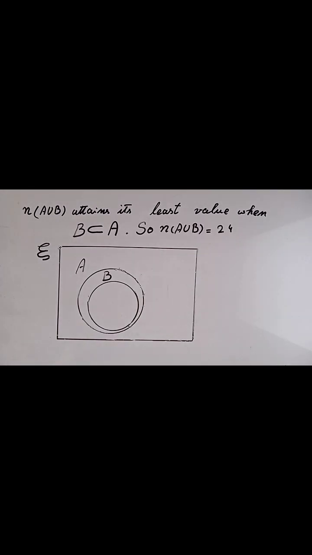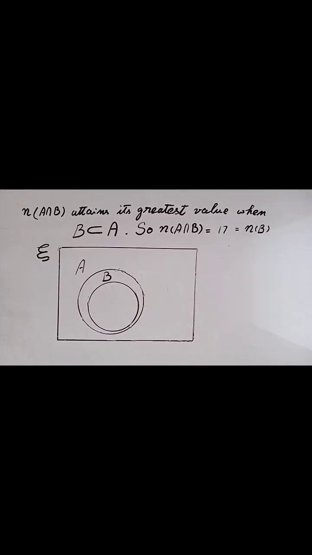So the least value of number of members of A union B is equal to 24. You know 24 is the number of members of set A. Right? Number of A intersection B attains its greatest value when B is subset of set A.